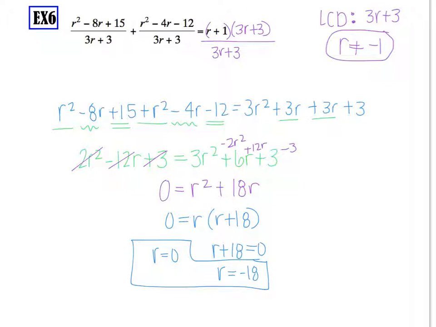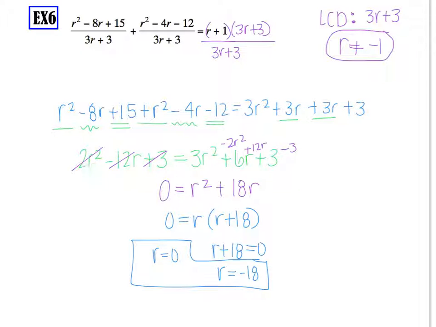3 is 3. So then I combined my like terms, and I had r squared plus r squared is 2r squared. Negative 8r minus 4r is negative 12r, and then 15 minus 12 is a positive 3. And then I combined these two terms here, and I ended up with 3r squared plus 6r plus 3. And so when I look at that, is it linear or is it quadratic?